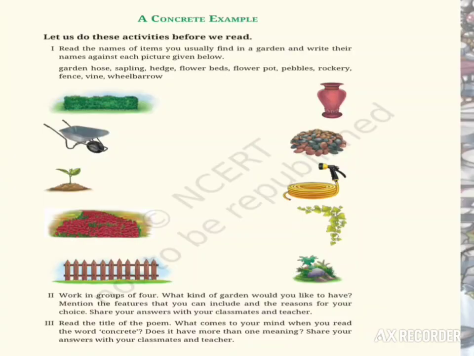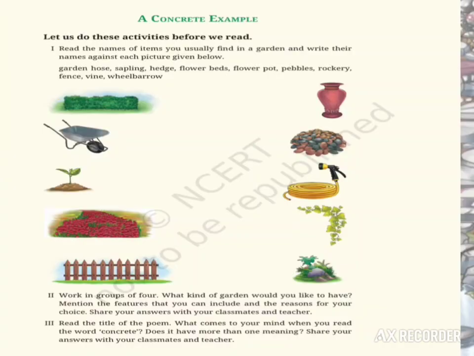Now the second question here is, work in groups of 4. What kind of a garden would you like to have? So the kind of a garden which we would like to have, we have to think about it and mention the features. It can be full of grass, it can be full of flowers, beautiful small plants. So it is up to you. It depends on your imagery, your own creative skills, what kind of a garden you want. And then you can discuss the answer with your classmates and teacher.